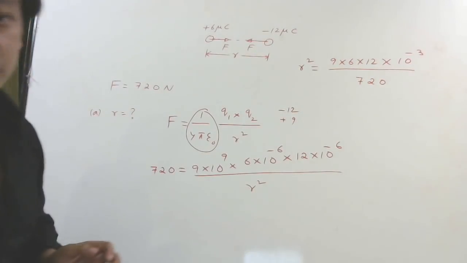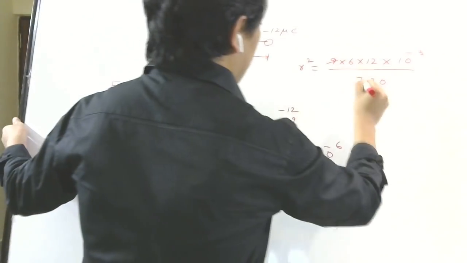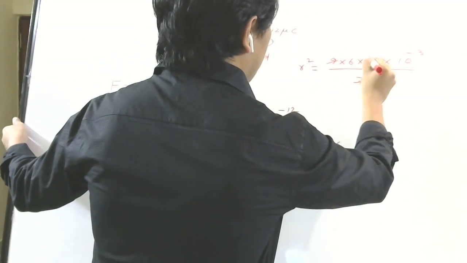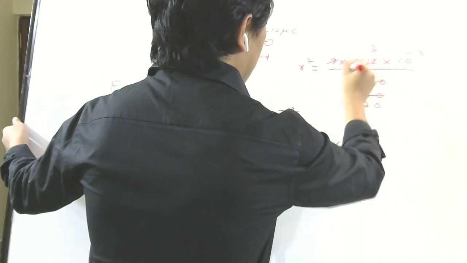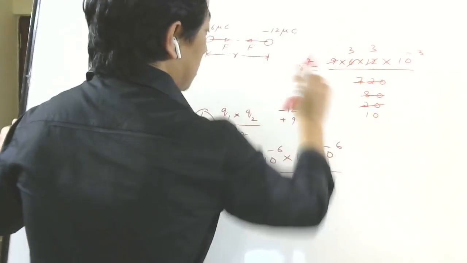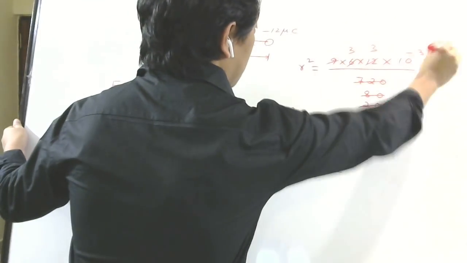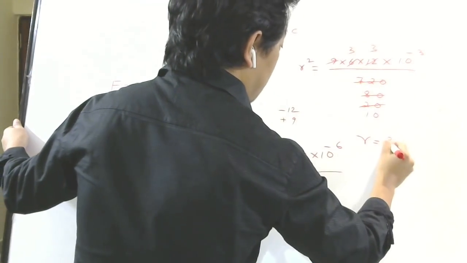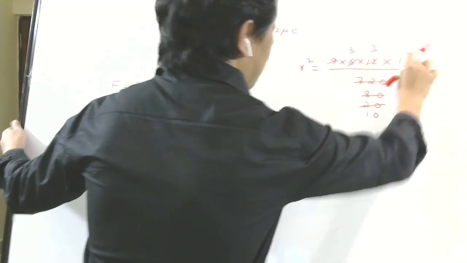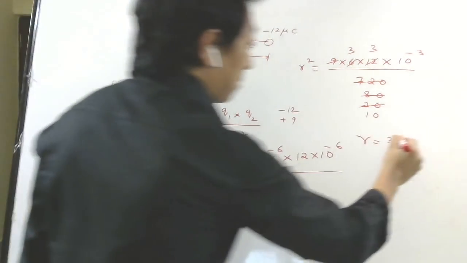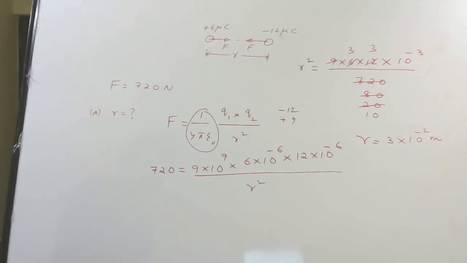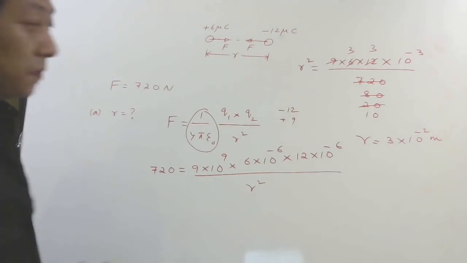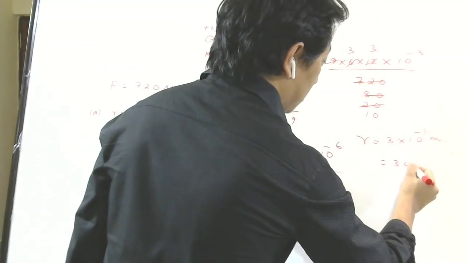So this you have to solve. Now you know 9 8s is 72, then 4 3s is 12, 4 2s is 8, then 2 3s are 6, 2 10s are 20. So 3 into 3, and since we want r, you have to take the square root. The square root of 3 into 3 will be 3. This 10 will go up, 10 power minus 4. The square root of 10 power minus 4 is 10 power minus 2. So this much is the answer for the distance between the two charges, which you can write as 3 centimeter also.